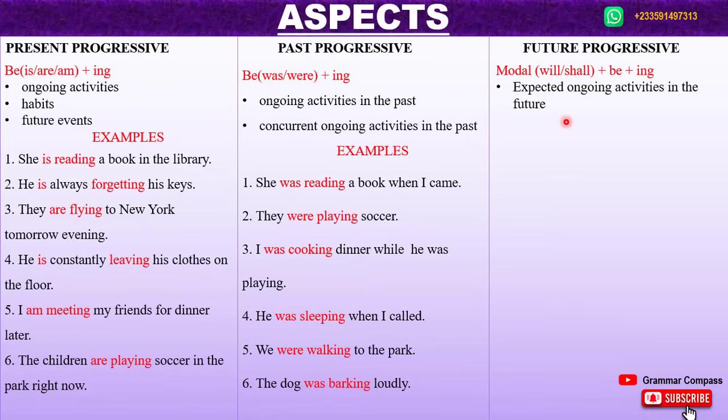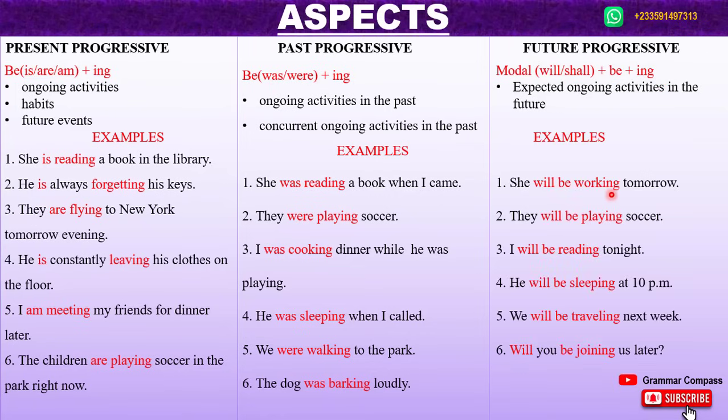Let us have these examples. She will be working tomorrow. It is something that is expected to be going on in the future time. So she will be. Look at the structure. Will plus be and then -ing. Future progressive. They will be playing soccer, future progressive. I will be reading tonight, future progressive.